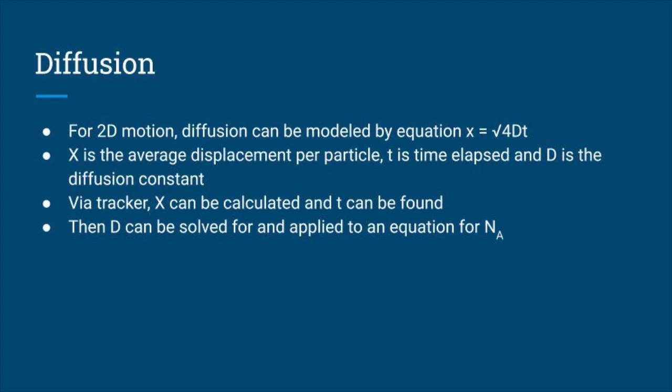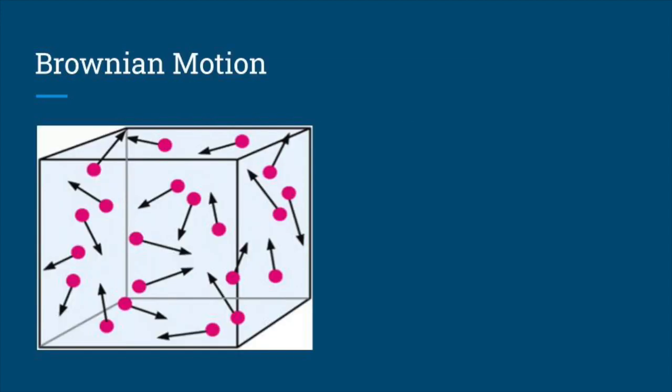Diffusion. For 2D motion, diffusion can be modeled by the equation x equals square root of 4Dt. X is the average displacement of the particle, t is the time elapsed, and D is the diffusion coefficient. Via Tracker, x can be calculated and t can be found. Then D can be solved for and applied to the equation for Avogadro's number.